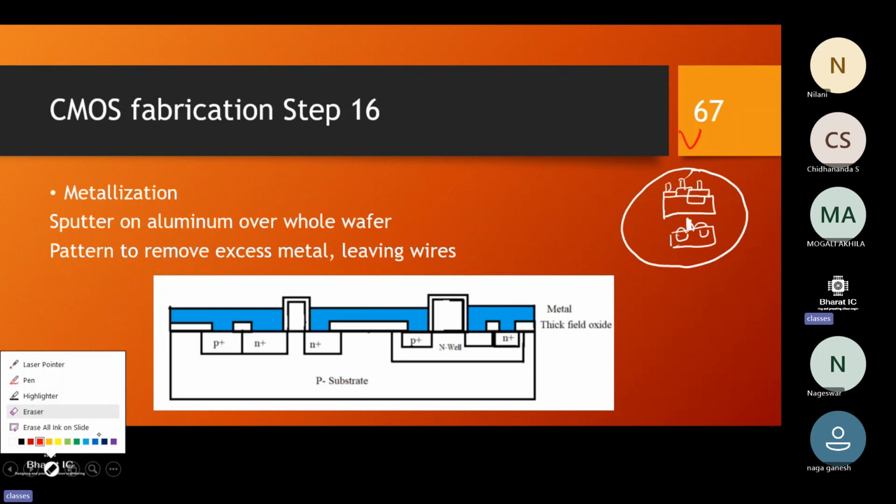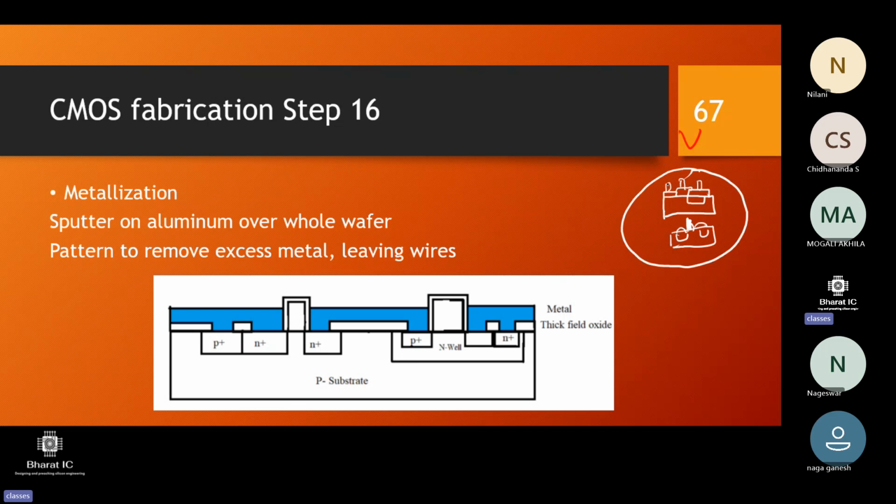That shape gets created as in the older process I showed you, and then using HF, hydrofluoric acid, those extra parts will be removed, and the photoresist will be removed. So the shape should be like this. This kind of shape should be there.